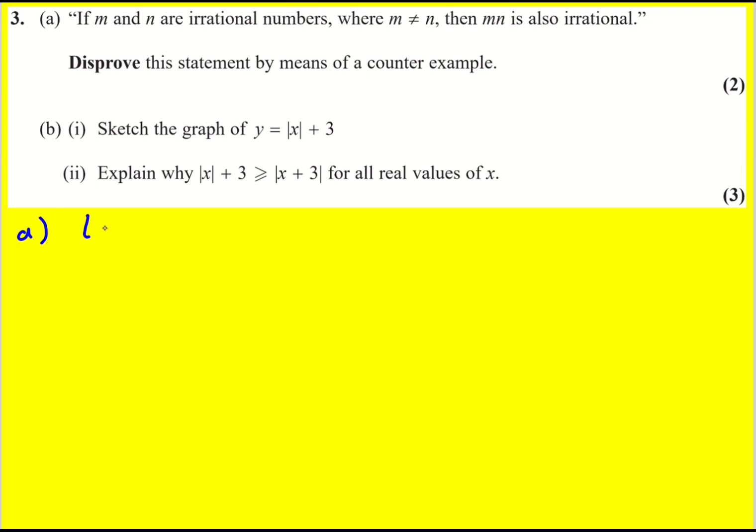Okay, so one I did is let m equal root 2 and think, what can I times by root 2 to get a rational number, an integer, for example? So I went with root 8, because then we times them together to get root 16, which is 4. I could just say that both of these are irrational. I haven't proven that, but it is true and we're able to assume it.